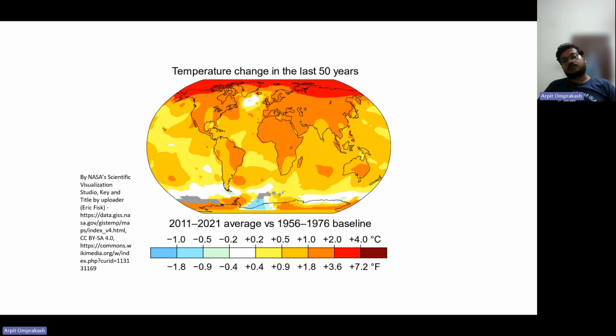So the average temperature across the globe from 2011 to 2021 versus 1956 to 1976, which is used as baseline. Here you can see that most areas across the globe, and more so the land masses, have gotten more and more hotter, and especially the northern regions, the Arctic regions, have gotten very hot compared to other regions. But everything as a whole is mostly getting hotter and hotter. Right.